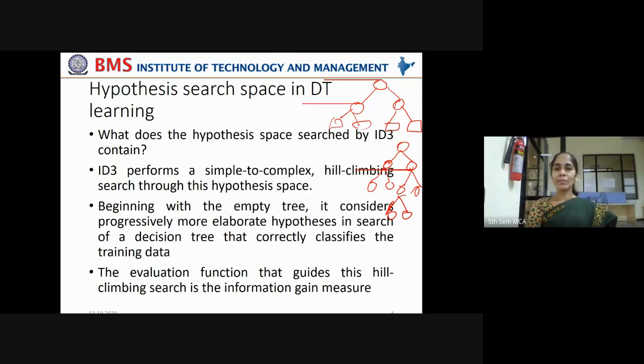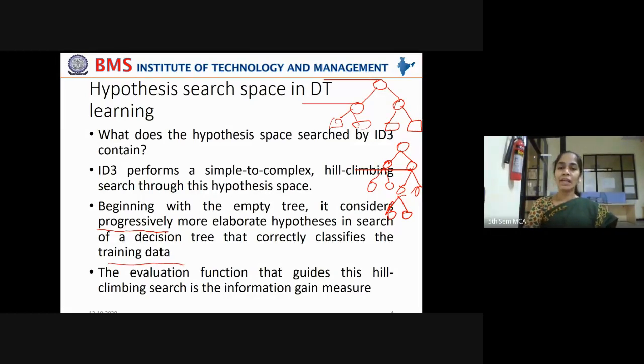Now, beginning with the empty tree, it considers progressively, progressively meaning as it proceeds forward, more elaborate hypotheses in search of a decision tree that correctly classifies the training data. Why do we call them more elaborate hypotheses? Because the tree expands. Initially, it is only the root node. Then the tree expands to the next levels. That is why we call it an elaborate hypothesis.